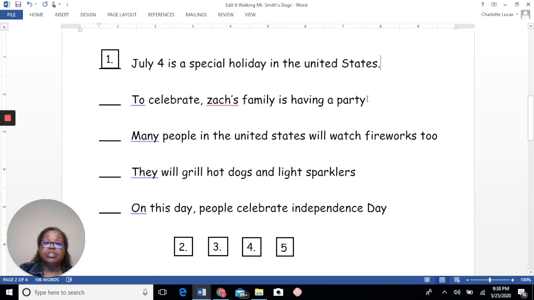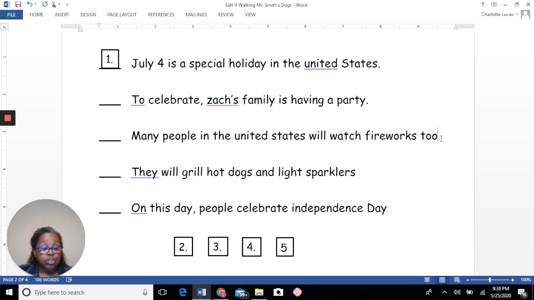Very good. Let's read the second sentence. To celebrate, Zach's family is having a party. Again, it's just a statement, and a statement requires just a period. Very good. Let's go to the next sentence. Many people in the United States will watch fireworks too. So, is that a question?